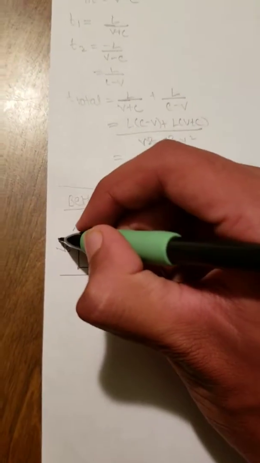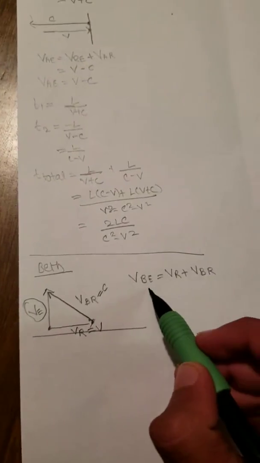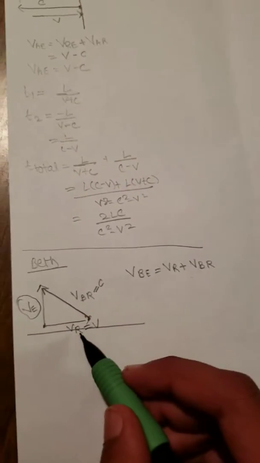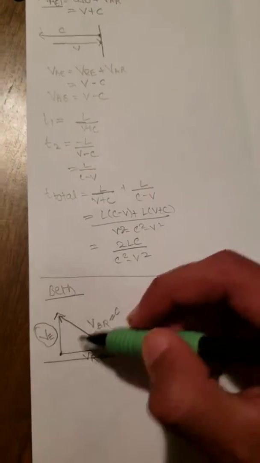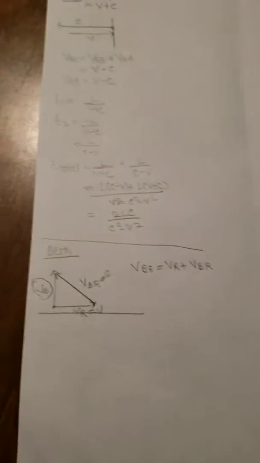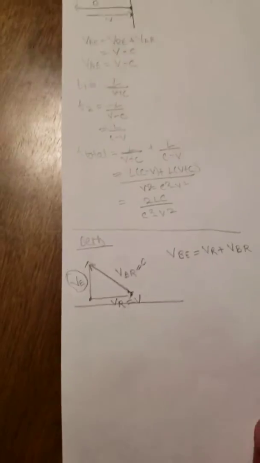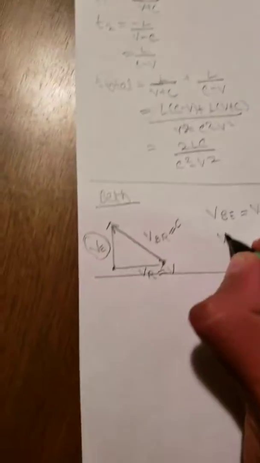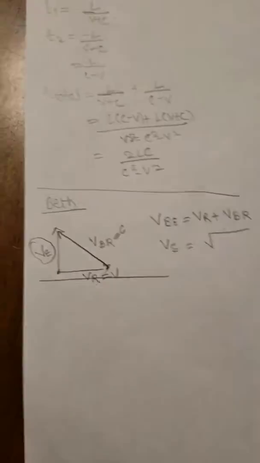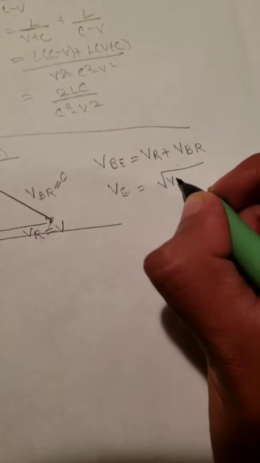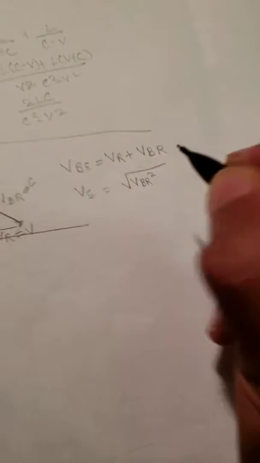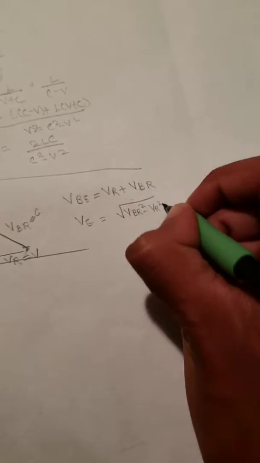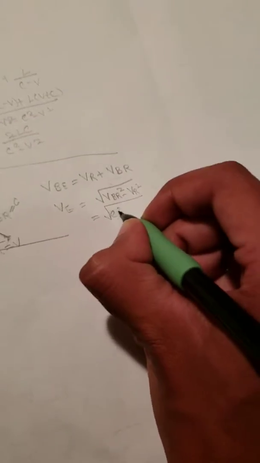And thus, to find this part right over here, we can use the Pythagorean equation. And this diagram comes straight from this equation, because all of these are vectors. So if you're adding v sub r plus v br, you get v with respect to earth. Now to find v with respect to earth, you just apply the Pythagorean theorem, and you get that it's equal to the square root of v br squared minus vr squared, which is the same thing as the square root of c squared minus v squared.